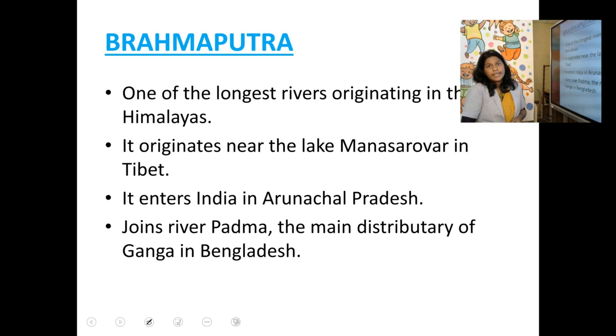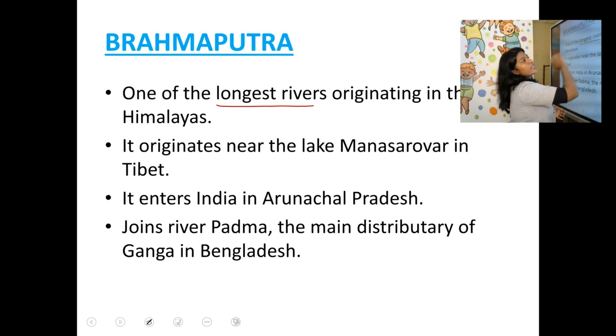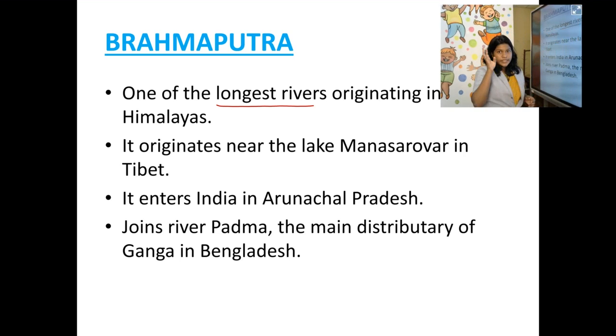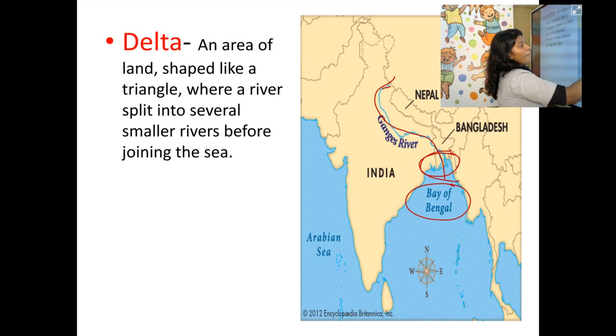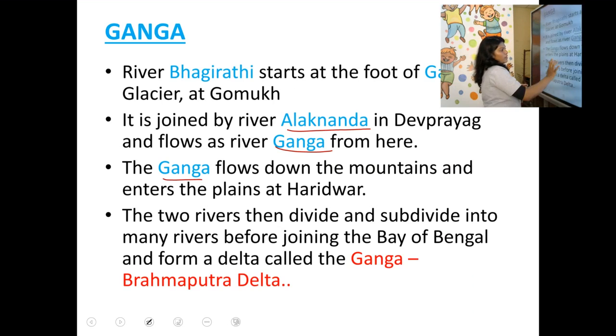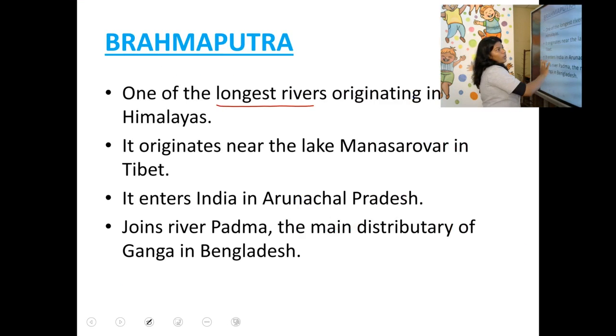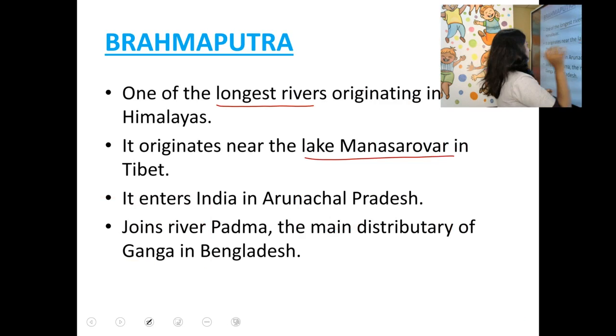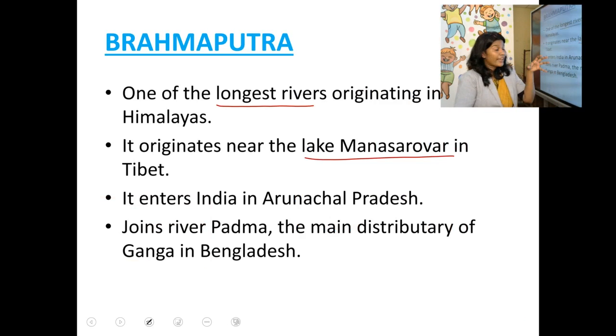So next, let's move to the next river, that is the Brahmaputra river. The Brahmaputra is one of the longest rivers and originates in the Himalayas. The teacher already told you about the 4 rivers, and from those 4 rivers, one of the longest is the Brahmaputra. It originates near the lake Manasarovar in Tibet.